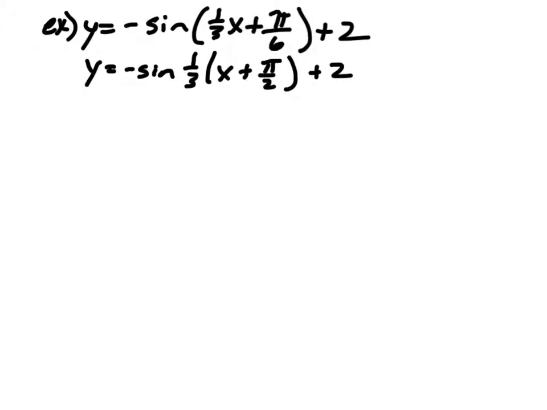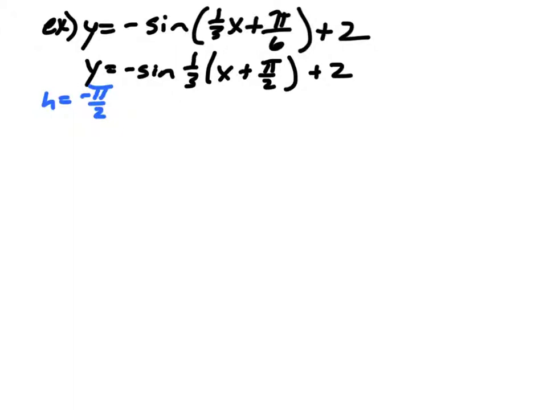Okay, so the first thing that I notice is that this graph is going to shift which way, left or right? This graph is going to shift left because my h is equal to negative pi over 2. Okay?